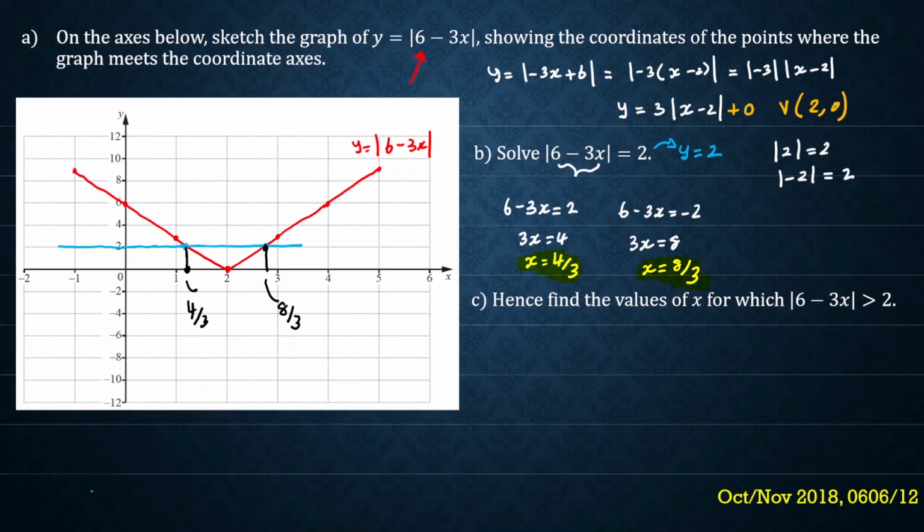In part C, we want to find the values of x for which the absolute value of 6 minus 3x is greater than 2. We can do that by looking at our graph. We can see that our absolute value function is greater than 2 in these regions here. In the same way, we can see our absolute value function is less than 2 in this region here. So for our final solution, we can say that x is greater than 8 on 3, or x is less than 4 on 3. For those intervals, this inequality will be true.